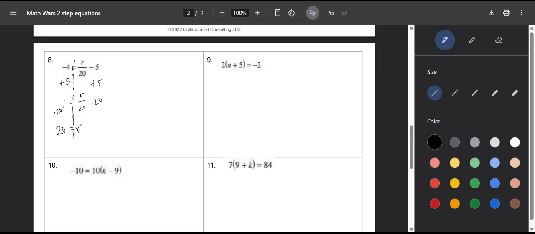Welcome back. You should have gotten 20 is equal to r. All right, let's check out our number 9.